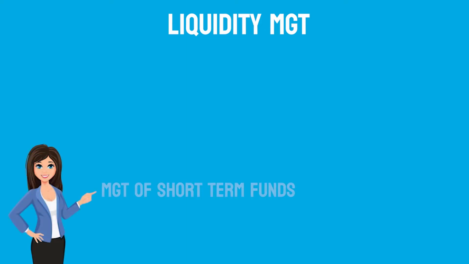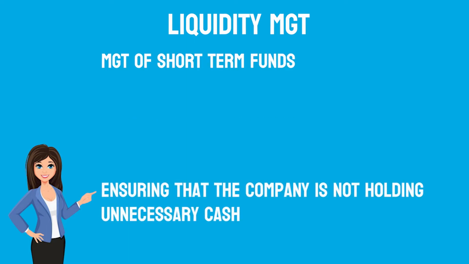So we can take first one, liquidity management, okay. It is the key function of treasury management. Liquidity management, that is the management of short-term funds. Why we manage short-term funds? We have to ensure that a company has access to cash that it needs in a cost-efficient manner, okay. That is liquidity management, ensuring that company is not holding unnecessarily high levels of cash, okay.